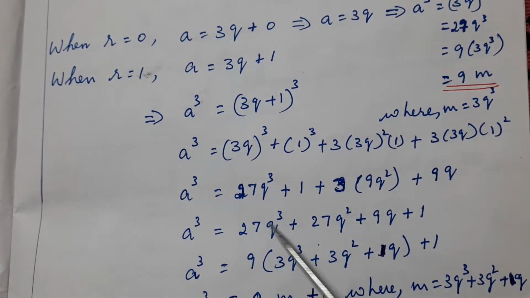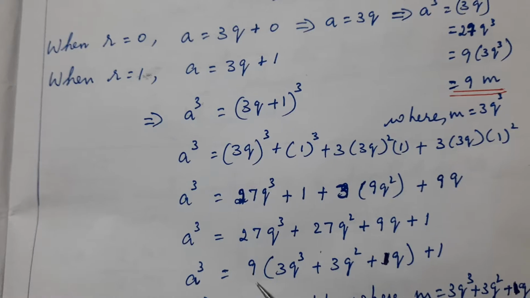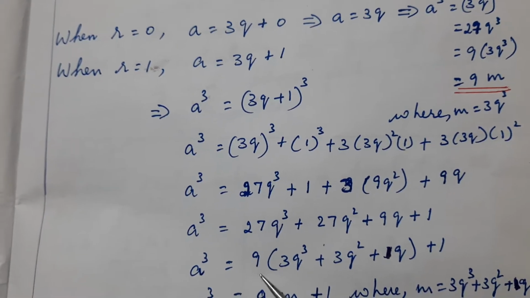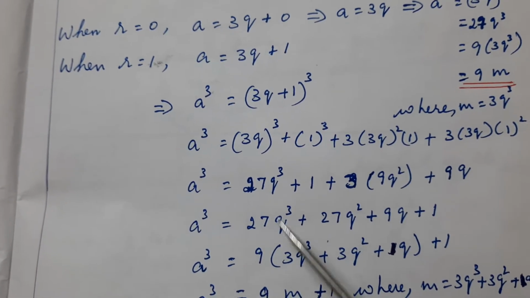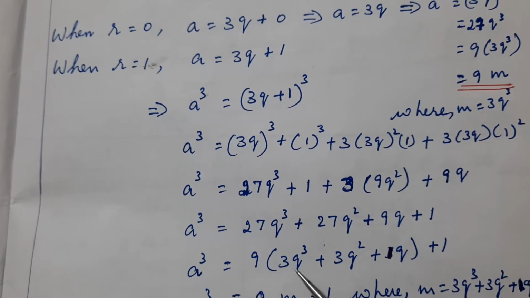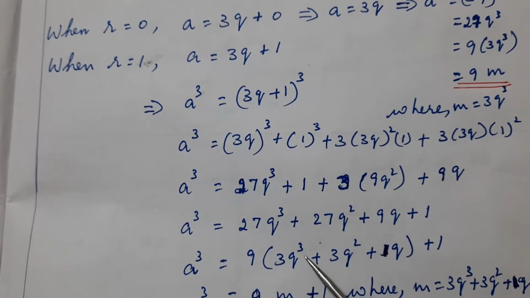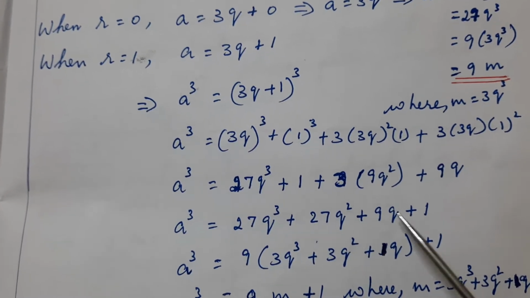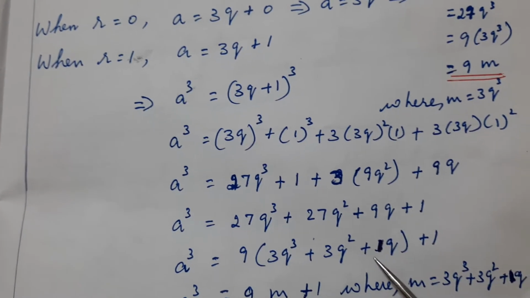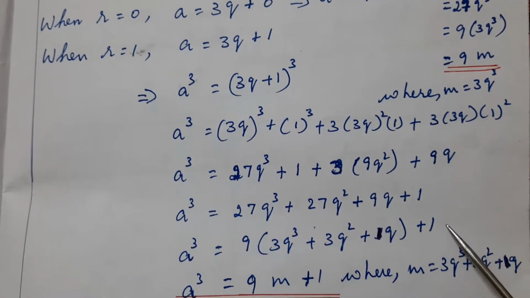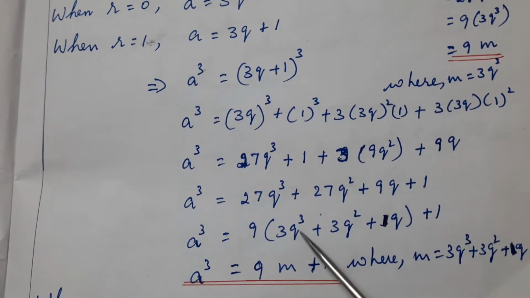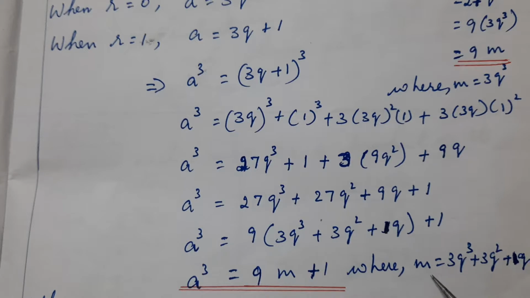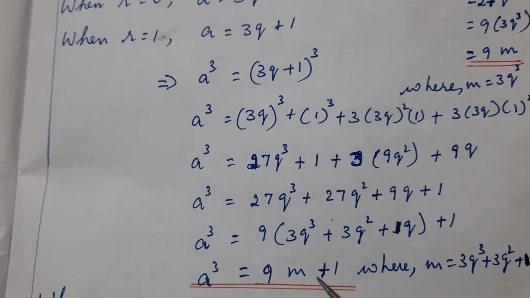So now in these 3 terms, I can take 9 outside because I have to bring it to the form 9m plus 1. If I take 9 outside, what is 27 divided by 9? 3. q cube, write as it is. 27 divided by 9 is 3. q square, write as it is. 9 divided by 9 is 1. q, write as it is. Plus 1 outside the bracket. Now whatever is inside the bracket, you can take it as m. So you got a cube is equal to 9m plus 1.